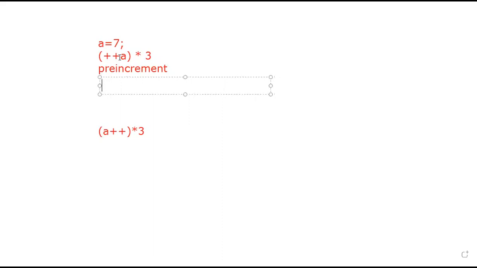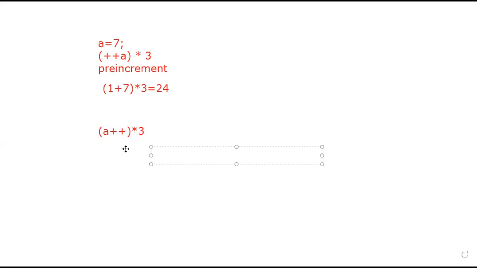So what happens? The expression changes. The incrementation of a is made and then it is multiplied with 3, because it is a pre-increment operator. So it becomes 1 plus 7, and then it is multiplied by 3. What will be my answer here? 8 into 3, that is 24. When you take ++a, the value of the variable is incremented first and then the other operations are performed.